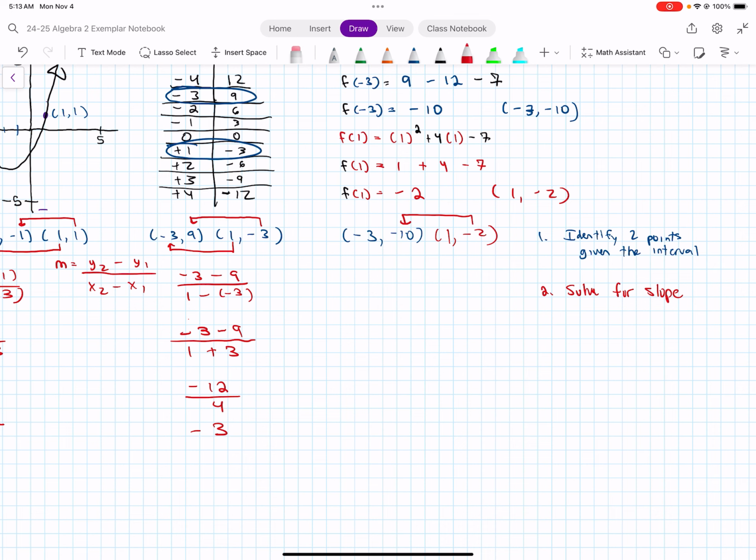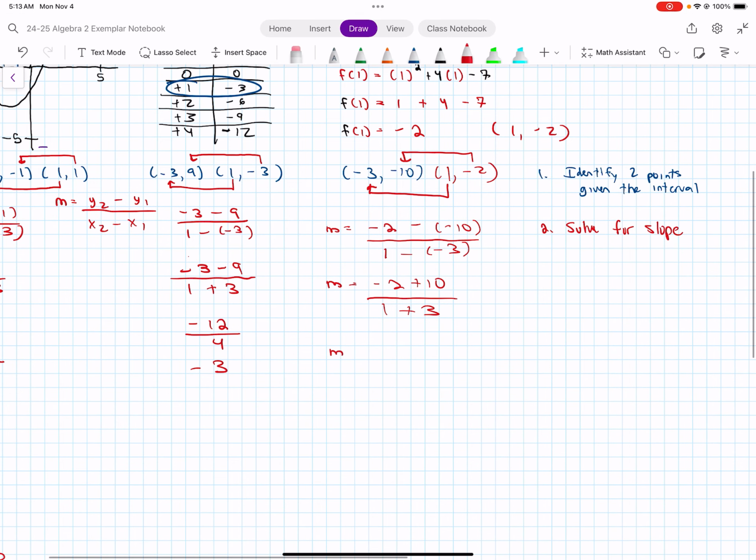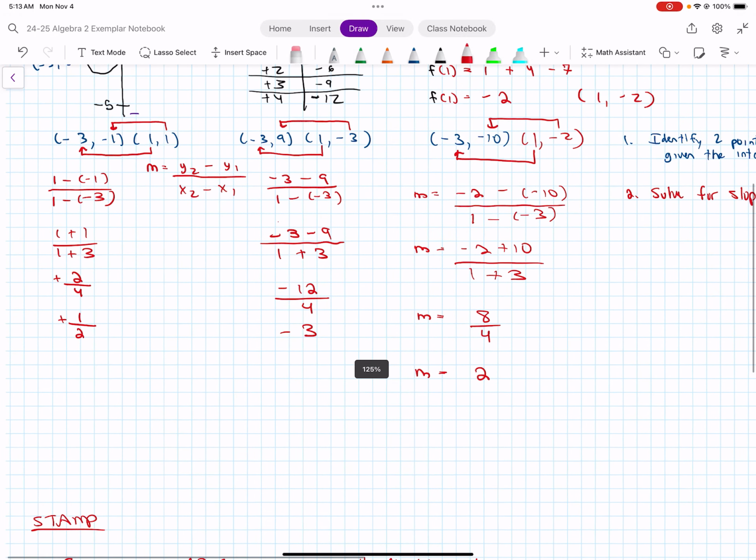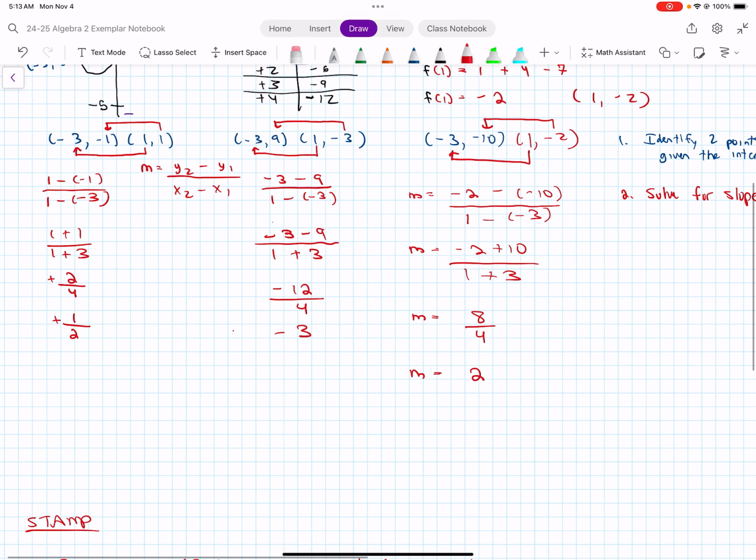So m equals -2 minus -10 over 1 minus -3. I'm subtracting by a negative, so I need to add the values. -2 plus 10 is 8, 1 plus 3 is 4, m equals 2. And so now we have all the slopes, right?